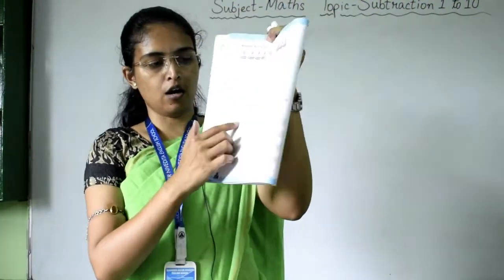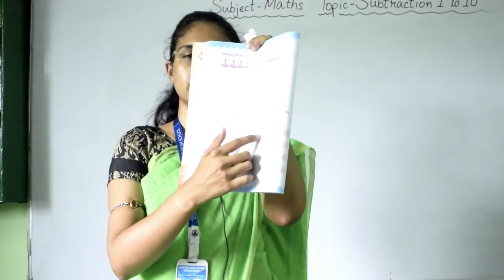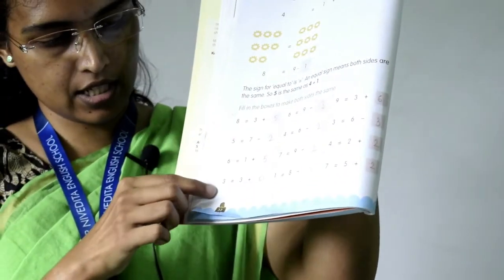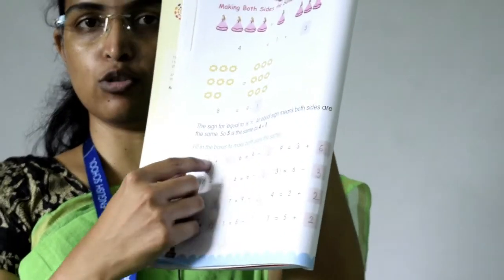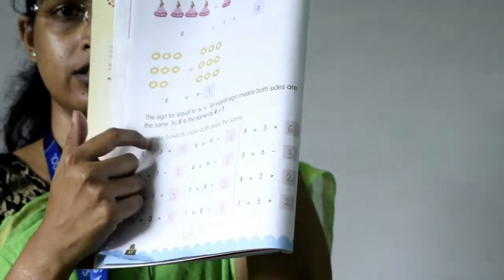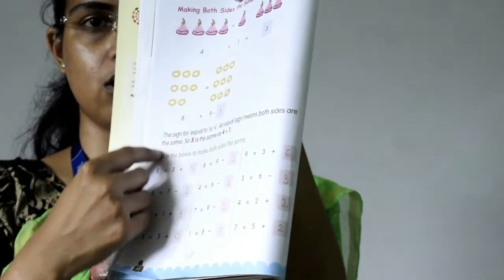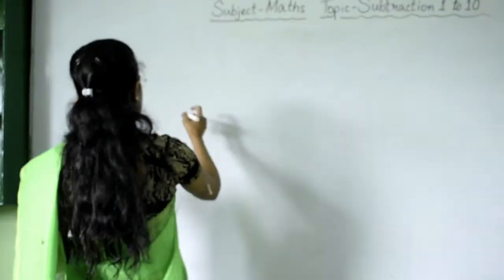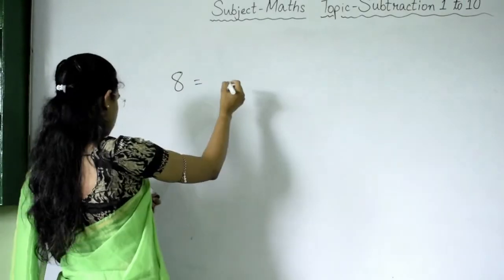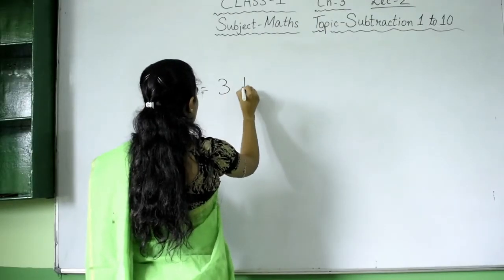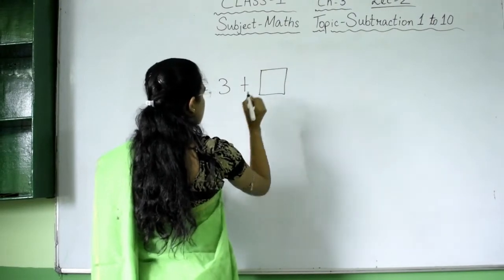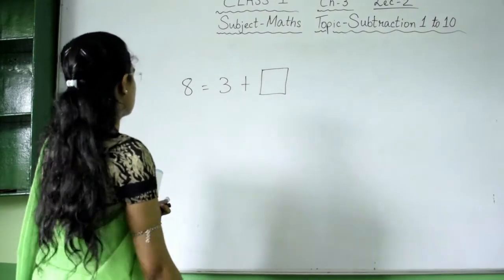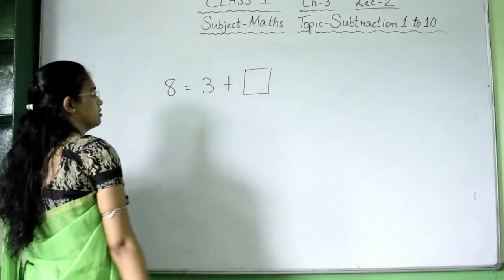Now we will do this one. Fill in the boxes to make both the sides same. Okay. Now already the answer is written here. We have to make the question. Every time the question is written there, we have to find out the answer. Now this time the answer is already written here. We have to find out the question. Now for this, what we have to do? The first question is 8 equals to 3 plus box, right? This is our question. So we have to find out this question.